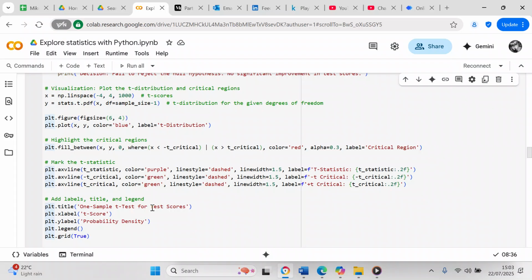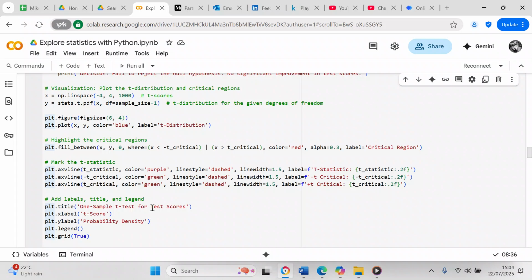We're going to highlight the critical regions: plt.fill_between(x, y, 0, where x is less than negative t-critical or x is greater than t-critical, color='red', alpha=0.3, label='critical region').